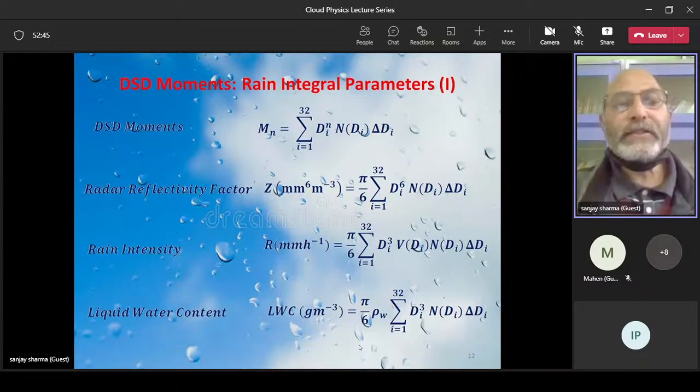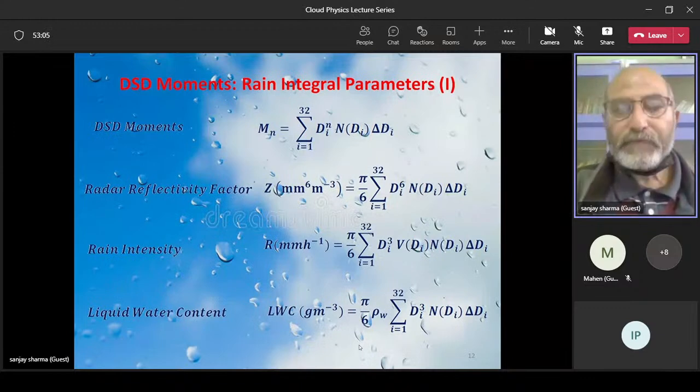Radar reflectivity factor is very much used in radar meteorology. By using the very famous ZR relation, once we know the Z value, we can calculate the rain intensity from radar. So it has various applications, these integral parameters.